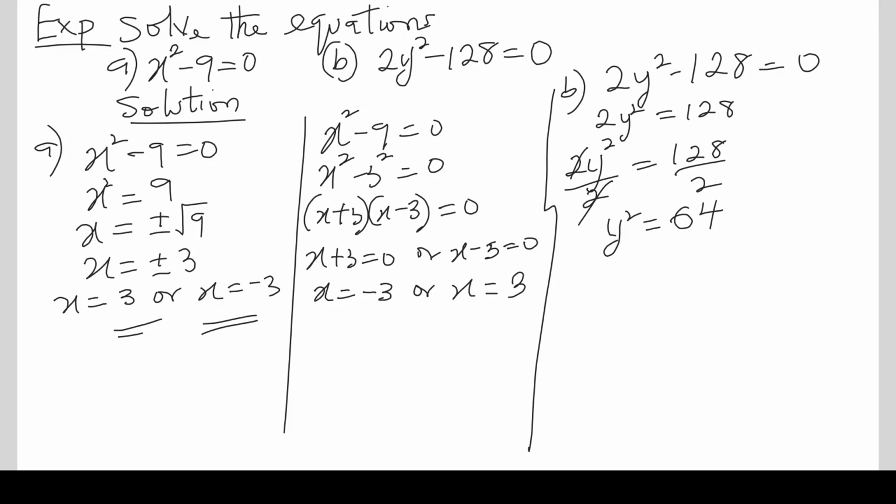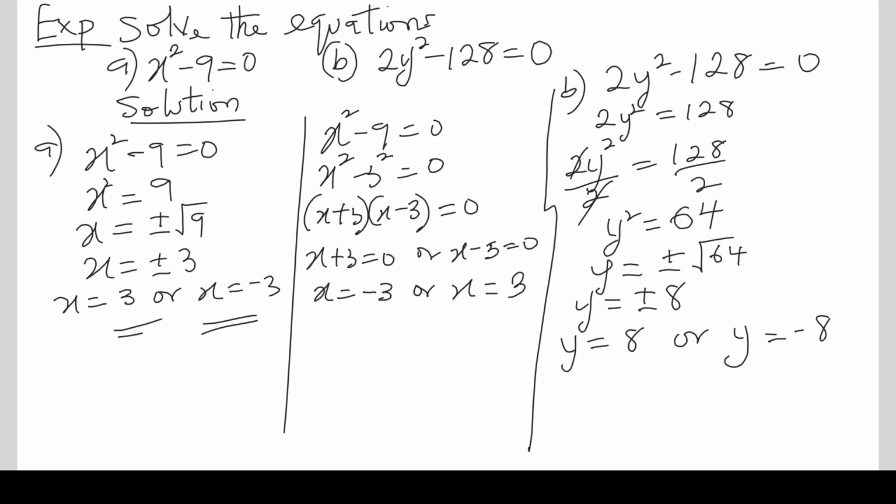Then we take the square root of both sides. So we have y equal to plus or minus the square root of 64. Therefore, y equal to plus or minus 8. So that is y equal to 8 or y equal to minus 8. And of course, we can also use the difference of two squares, which is also going to give us the same thing. And that's just how we go about it.